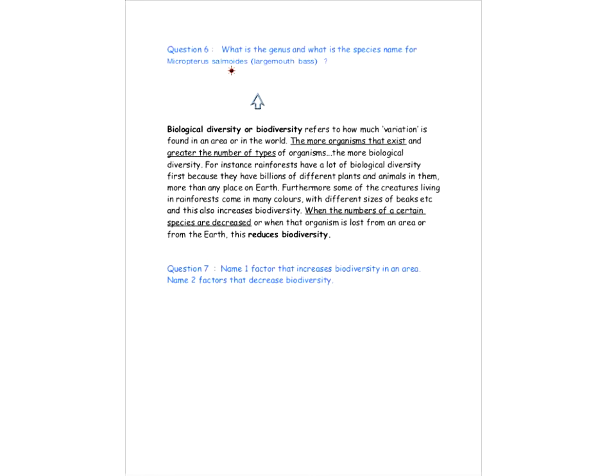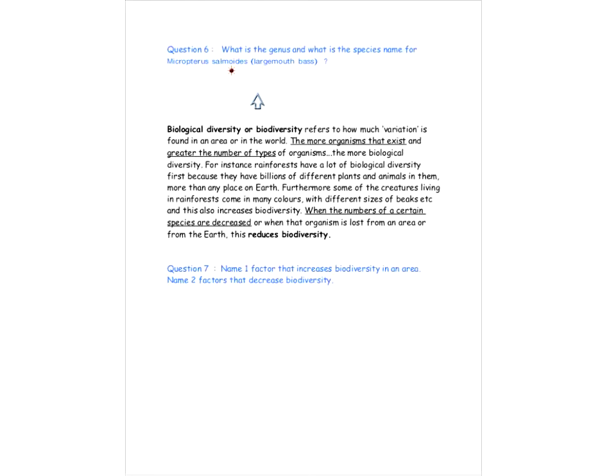Okay, so Salmoides is the genus. Okay, it's actually the second one that's going to be the species. So Micropterus is actually the genus, and then Salmoides is the species. No problems. Okay, so you guys see how that works now? First one's genus, second one's species. Okay, so I think we'll just go over that one.